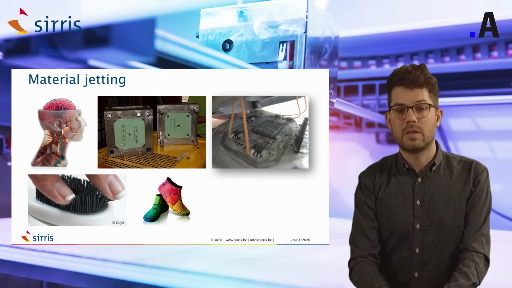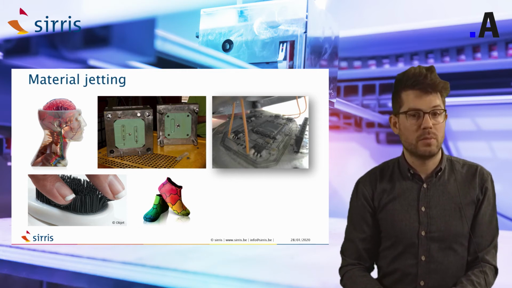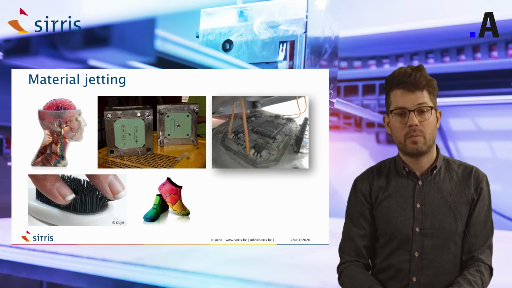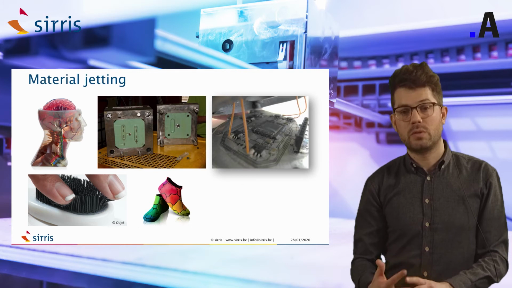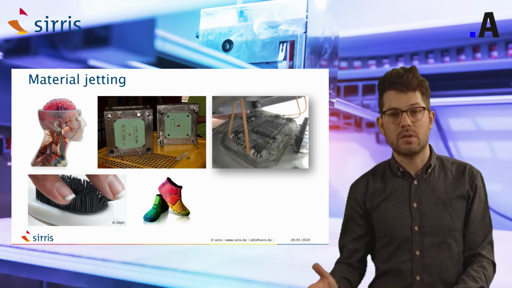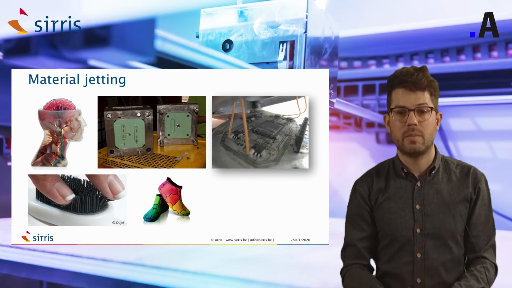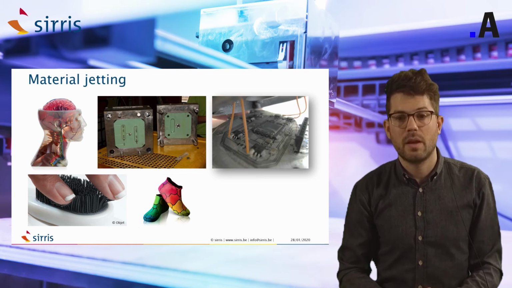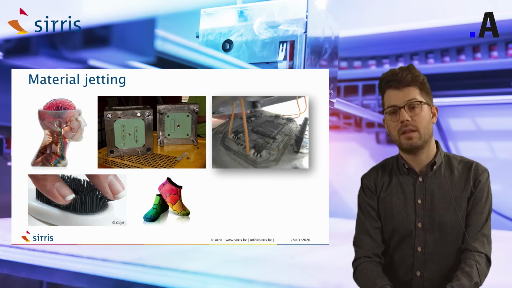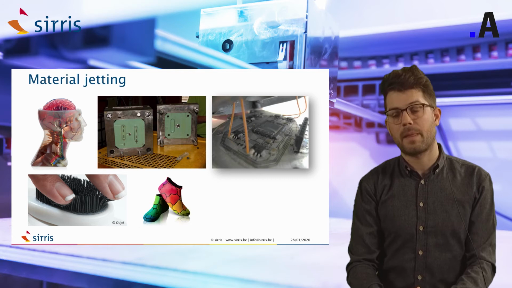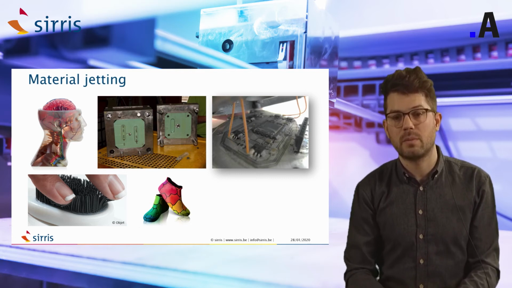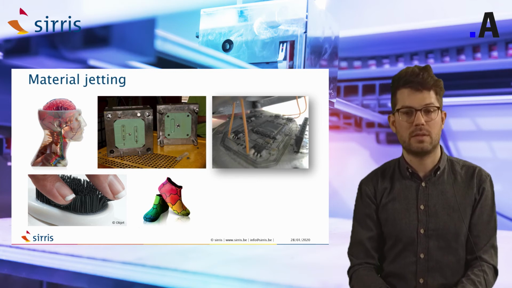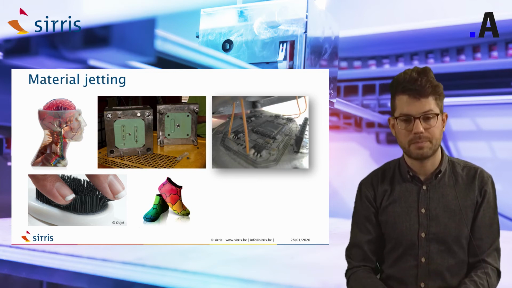In the middle you see a prototype for an injection mold, so we can make prototypes for injection molding, which we can use for several shots, and then afterwards we replace it with a conventional mold. And then on the right you can see an example of electronic circuits, which are also printed with a technology which is similar to this one.